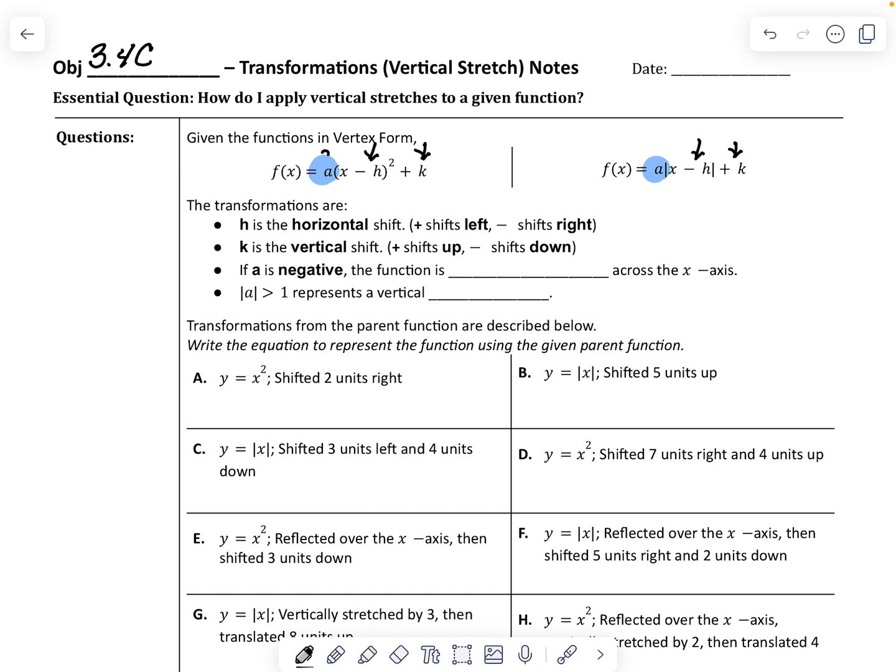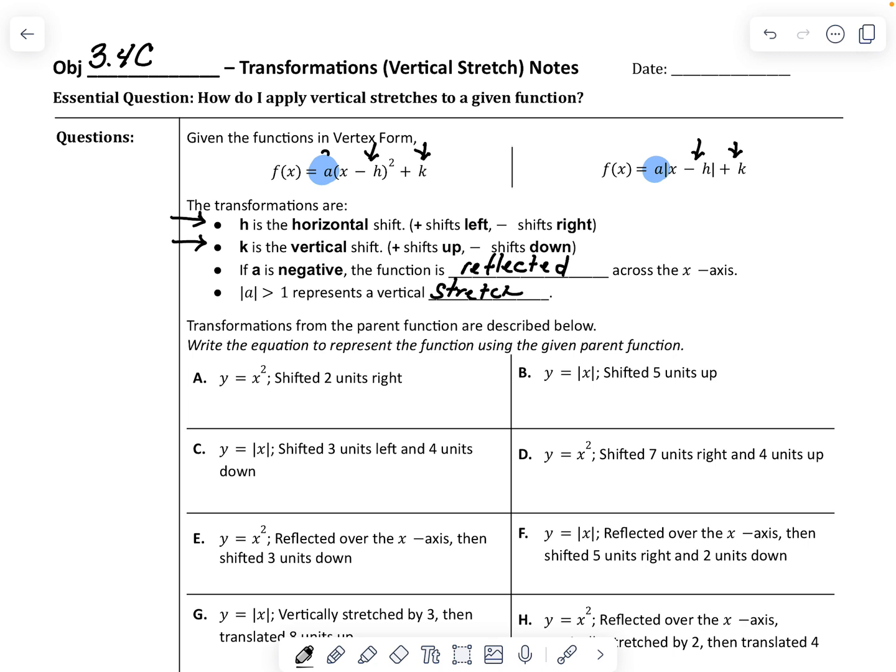So remember, horizontal shifts left or right, vertical shifts up or down, okay? So if you're positive, you're going to shift left. If you're negative, you're going to shift right on the H. That's in vertex form. K, if you're positive, you're going to shift up. You're negative, you're going to shift down. If A is negative, the function is reflected across the x-axis. But what happens if the absolute value of A is greater than 1? This will be a vertical stretch. Okay.